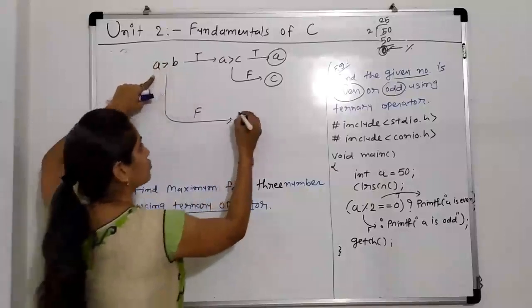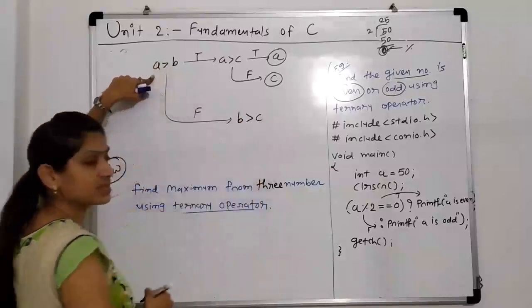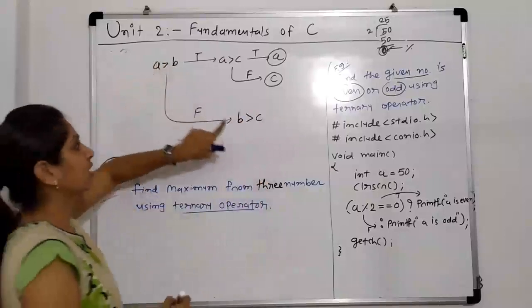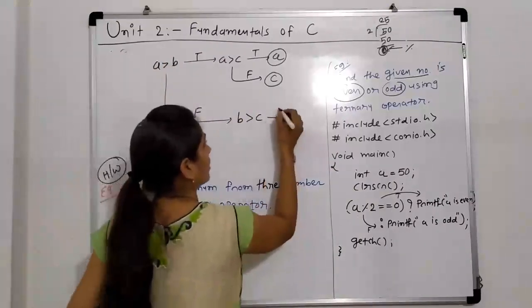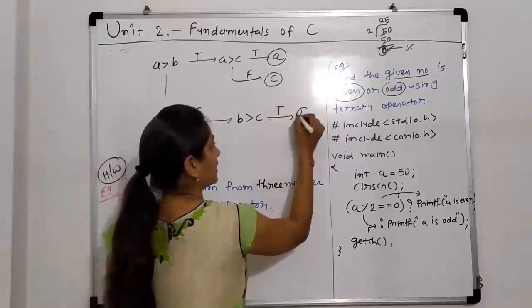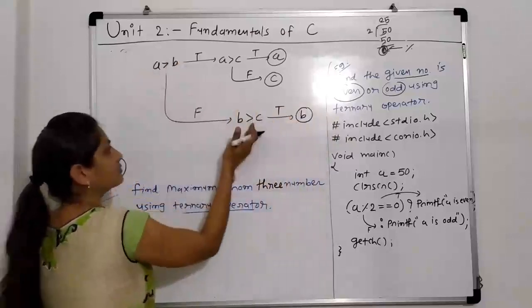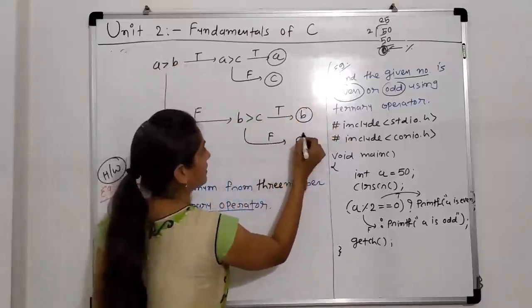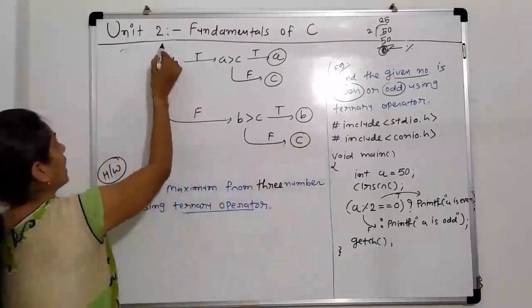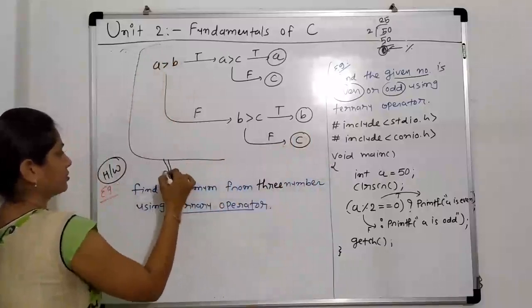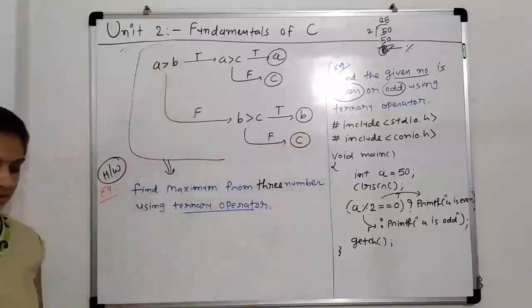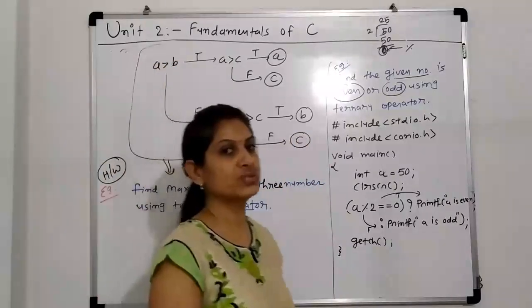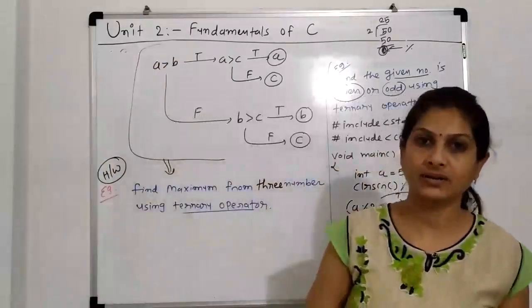So now we have to check b with c, the third variable. So here, is b greater than c? If it is true, that indicates b is bigger than a and b is bigger than c. If it is false, then the answer is c. So you have to apply this logic to solve this example, finding the maximum from 3 numbers using ternary operators.